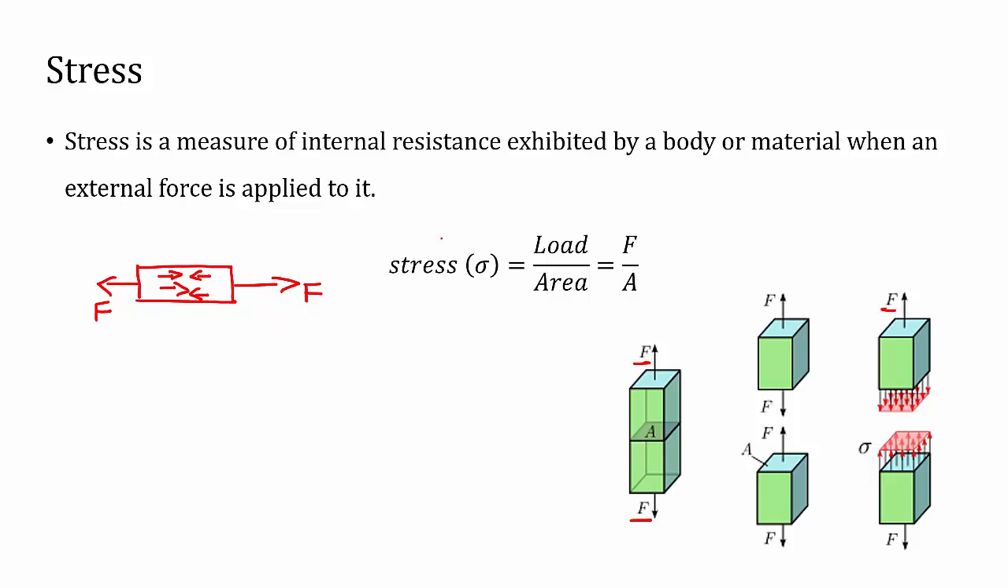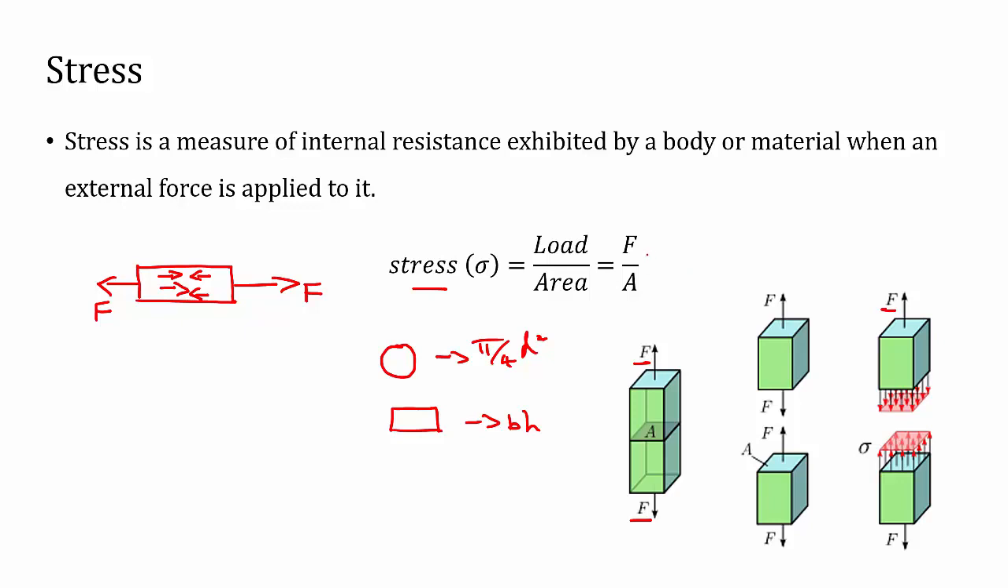The equation for stress is equal to load by area. Load means the applied load divided by the cross sectional area. So in this image, the applied load is F and the cross sectional area is A. We know that for a circular cross section, the area is pi by 4 d square, or pi r square, and for a rectangular cross section the area is b into h. Similarly you can calculate the area, the applied load will be given, and we can calculate the stress.